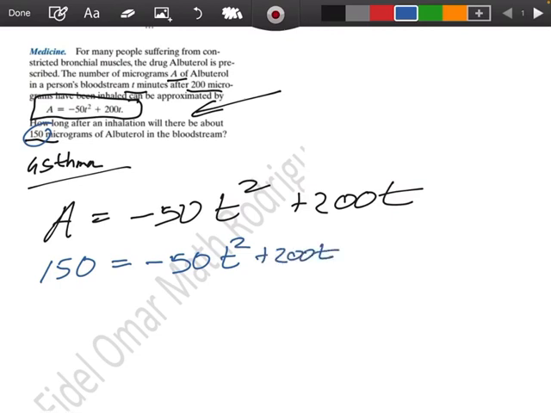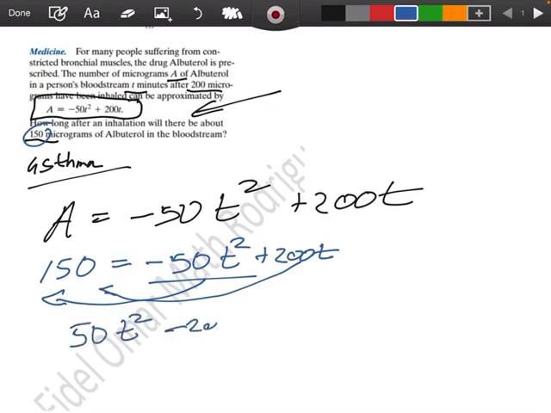Now, anytime I'm solving these types of problems, for my t squared, I don't want it to be negative. So I'm going to move both this term and that term over. So we're going to have 50t squared, because the signs are going to change, minus 200t. The 150 on this side is still there, so it's still positive, equals 0. So now we just need to solve this equation.